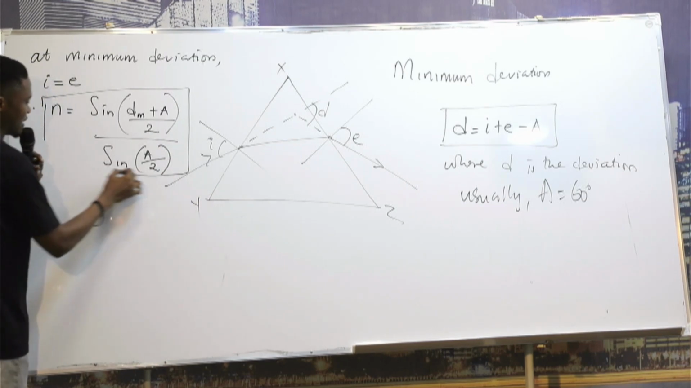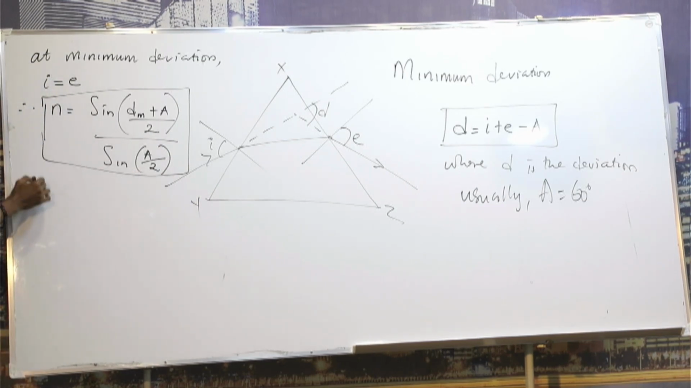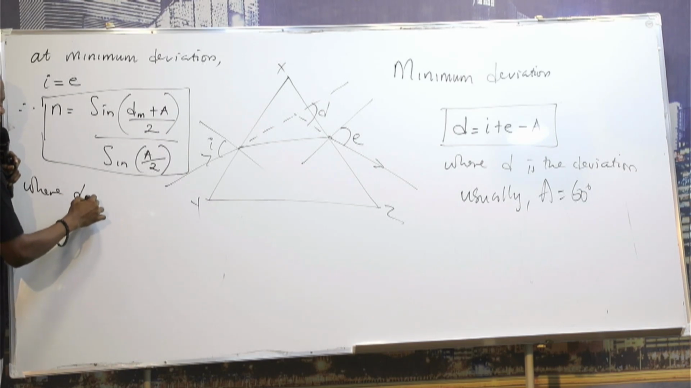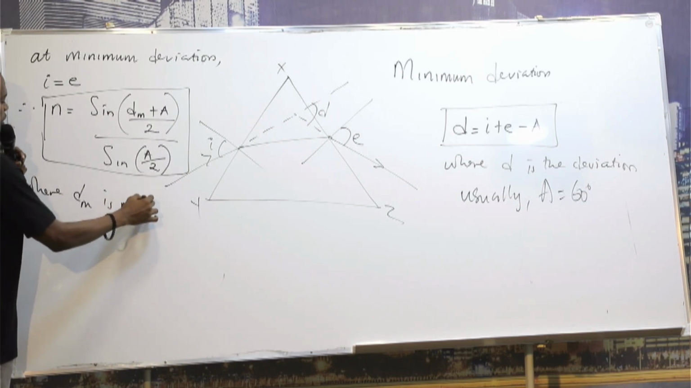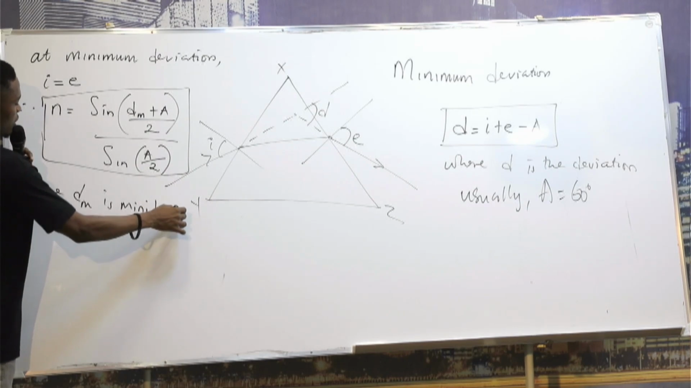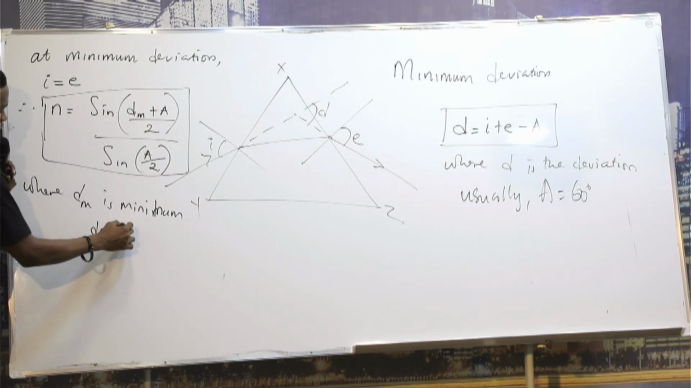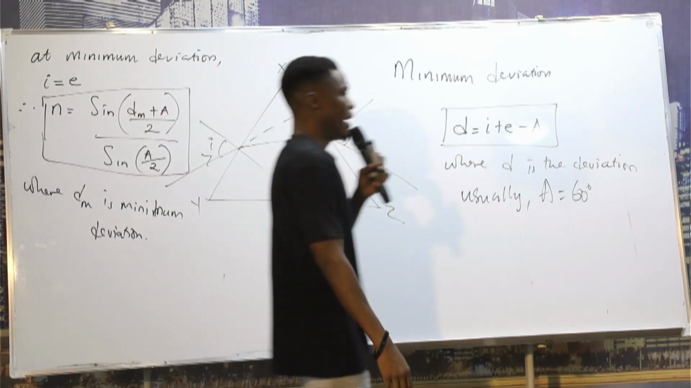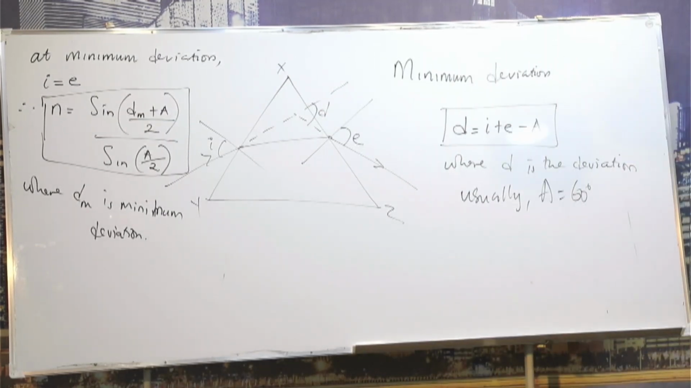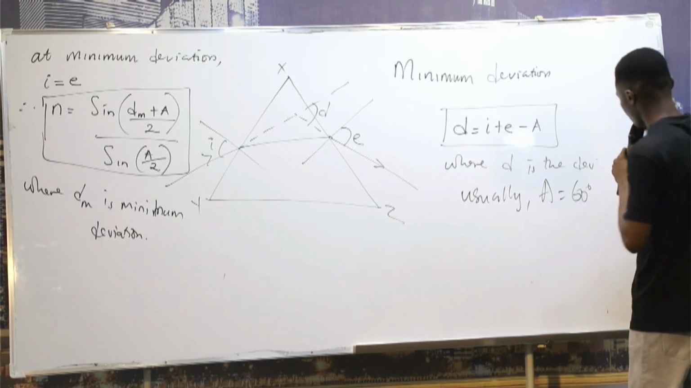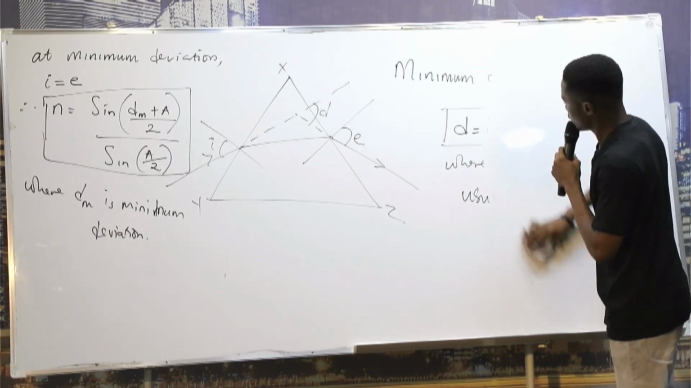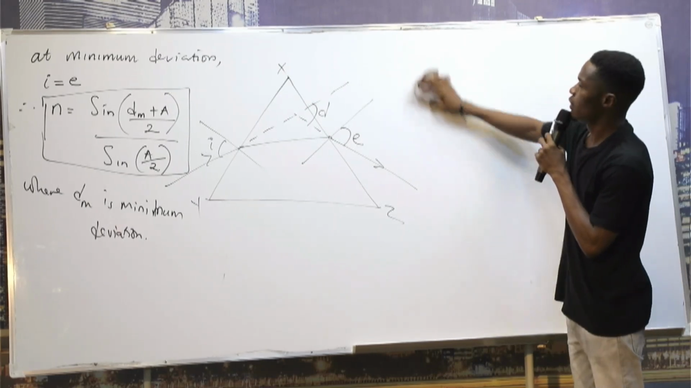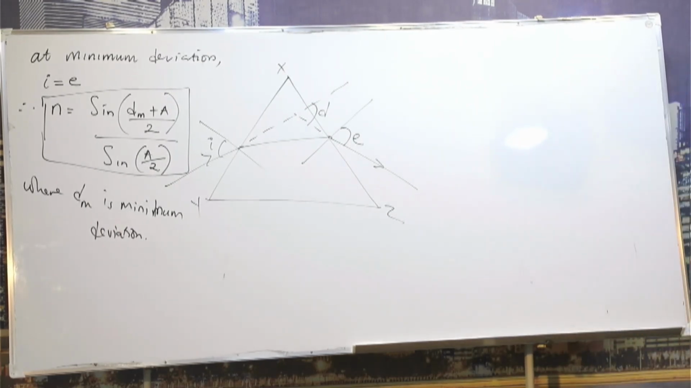Write it down. We can say that where Dm is minimum deviation.